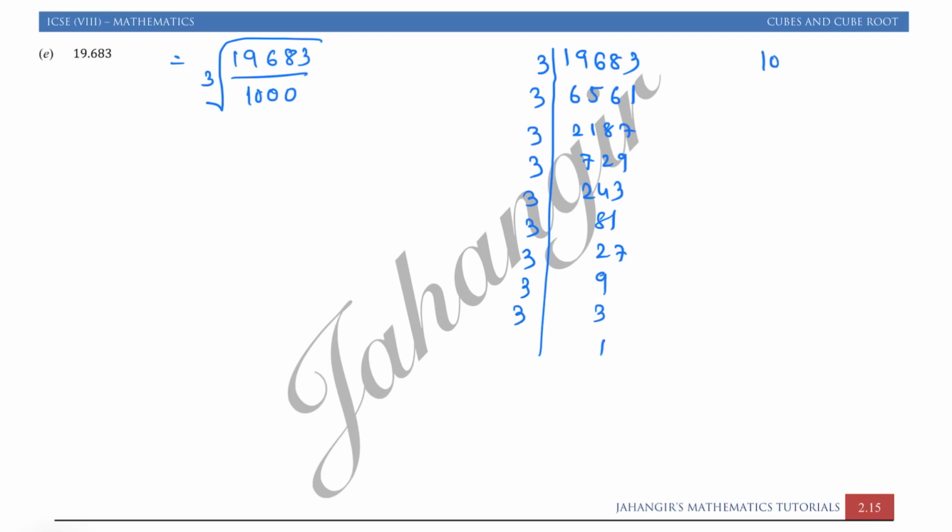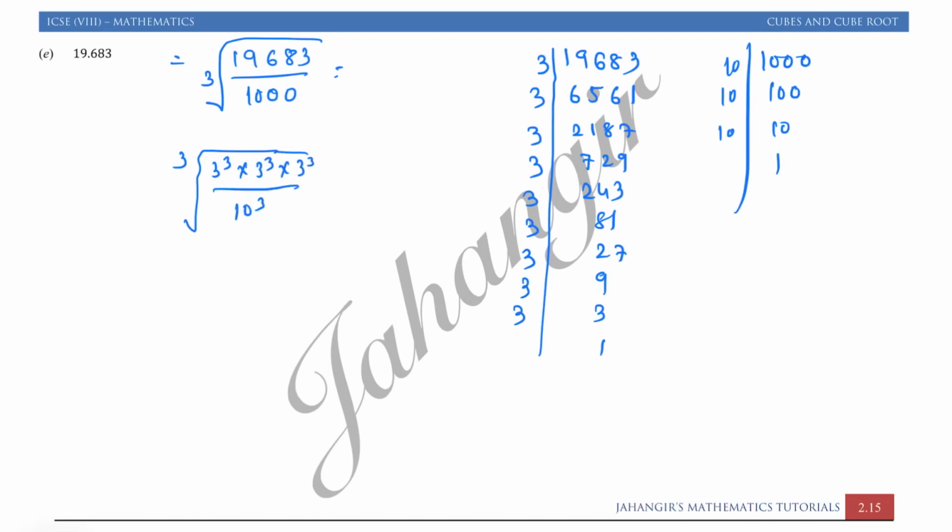And for 1000, we know I can just take 10. 10 tens are 100, 10 ones are 10, because we need the cube root. So I can write the cube root of 3 cube into 3 cube into 3 cube, whole upon 10 cube. So that is 3 into 3 into 3 upon 10, 27 upon 10, which is equal to 2.7. If you have a question in decimal, you have to write the answer also in decimal.